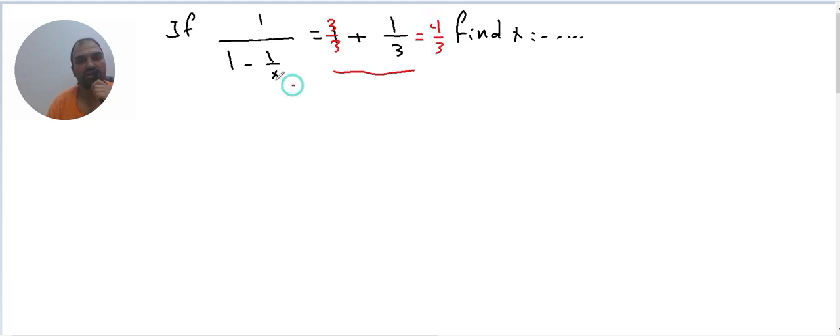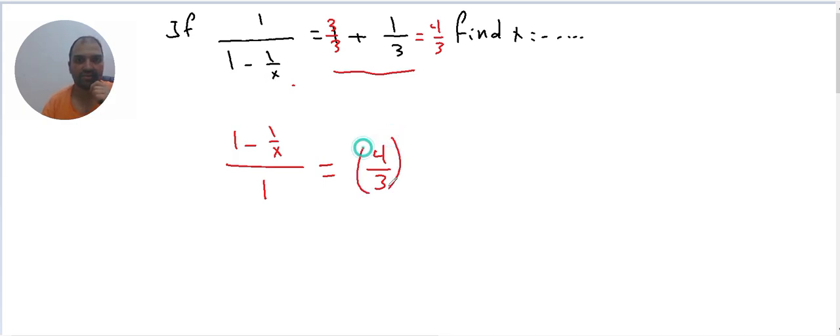Then you can also write the reciprocal of this number. Write 1 subtract by 1 over x, over 1, equivalent to 4 over 3. Write the reciprocal of this term here. Okay, I want to write the reciprocal. The result will be 3 over 4. Then 1 minus 1 over x is equivalent to 3 over 4.